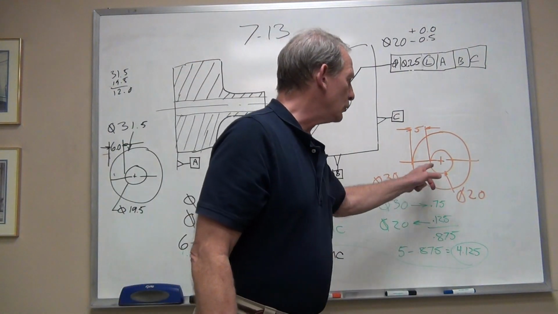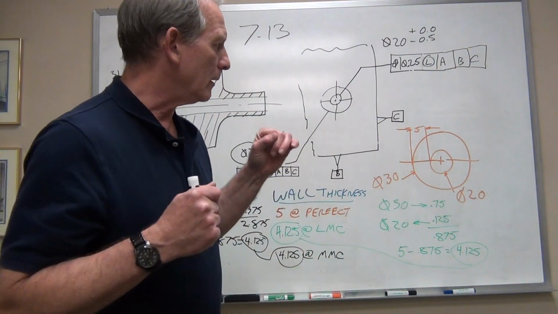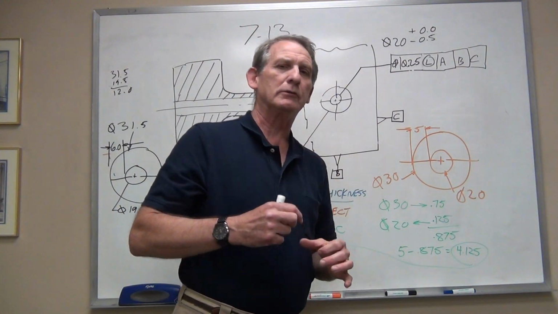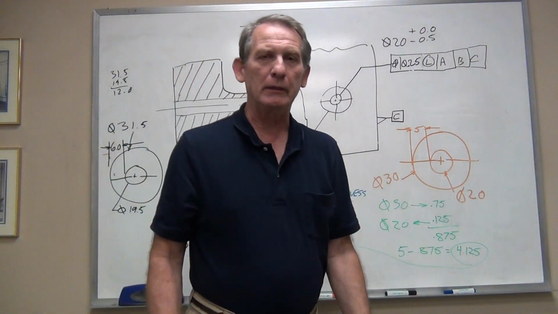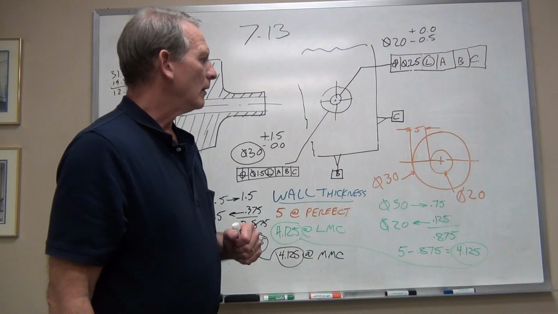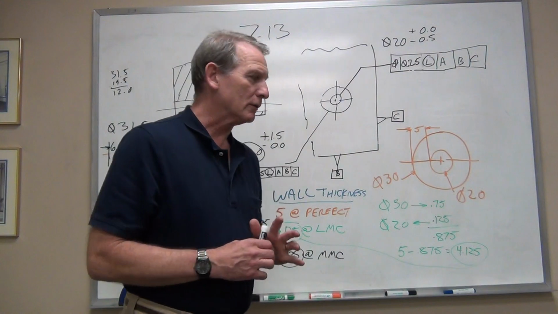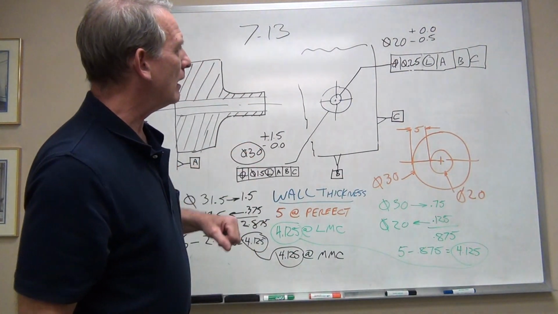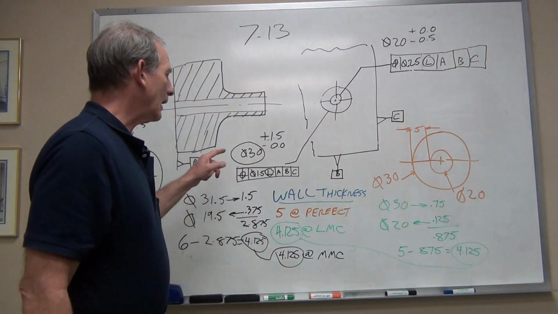So when these two features are perfectly aligned and at their least material condition, in other words, smallest boss, biggest hole, we are going to net out a 5 millimeter wall thickness. Okay, so, but let's say that they are perfectly aligned, but they're still at least material condition. It means now that we have to look at how much tolerance we're allowed when the features are at least material condition. So let's look at the boss first.